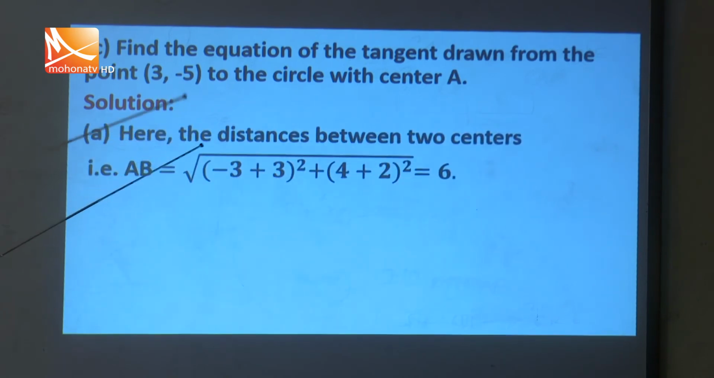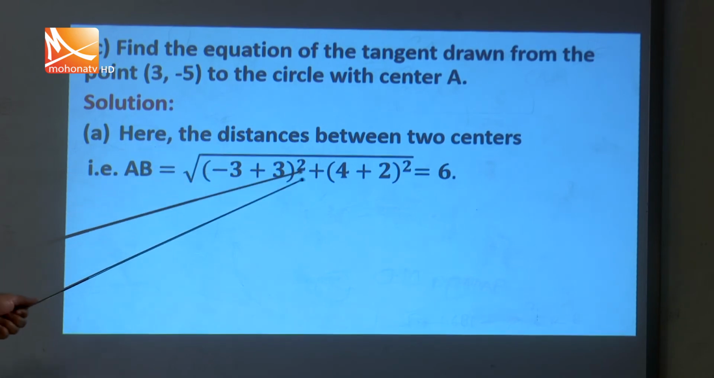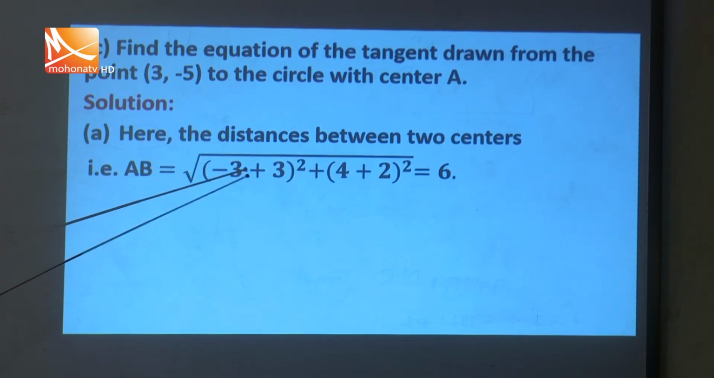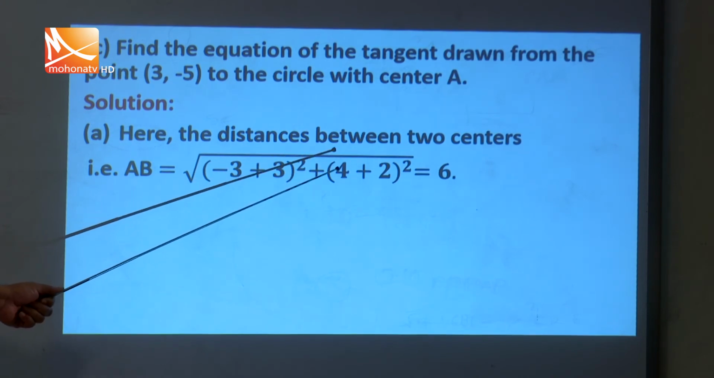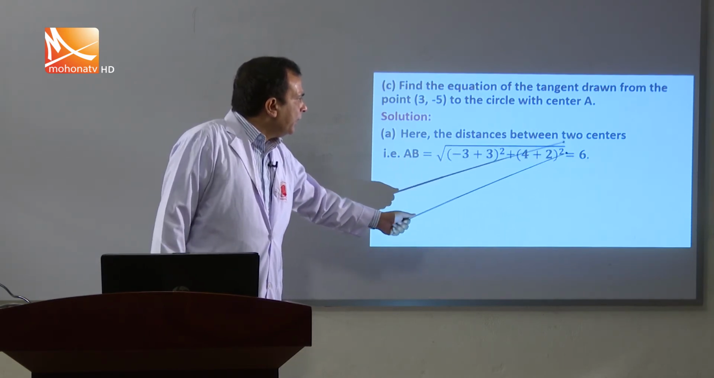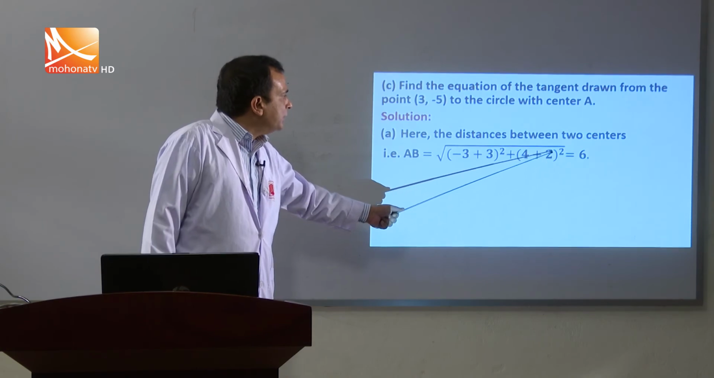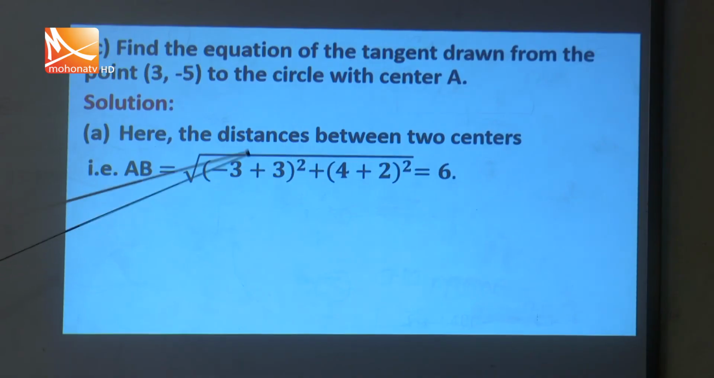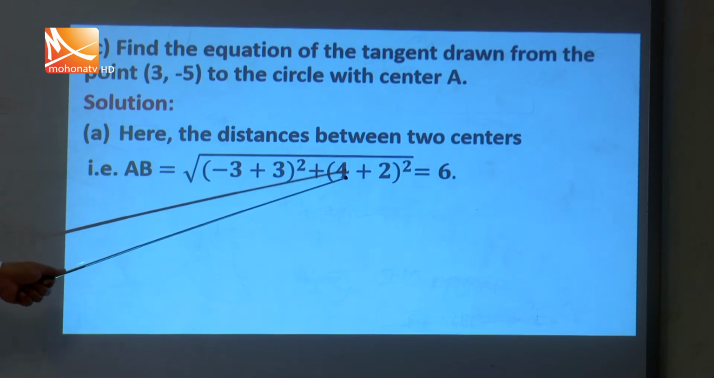Question number A. Now, we are going to show that these two circles touch each other externally. That is why at first we are going to determine the distance between the centers of the two circles. The distance between the centers, AB, with the help of the distance formula, equals root over (x1 minus x2) whole square plus (y1 minus y2) whole square, that is (minus 3 plus 3) whole square plus (4 plus 2) whole square. If we calculate this part, we will get the result 6. How? This is 6 square, 36, and then 0 square is 0. So, the square root of 36 is 6.